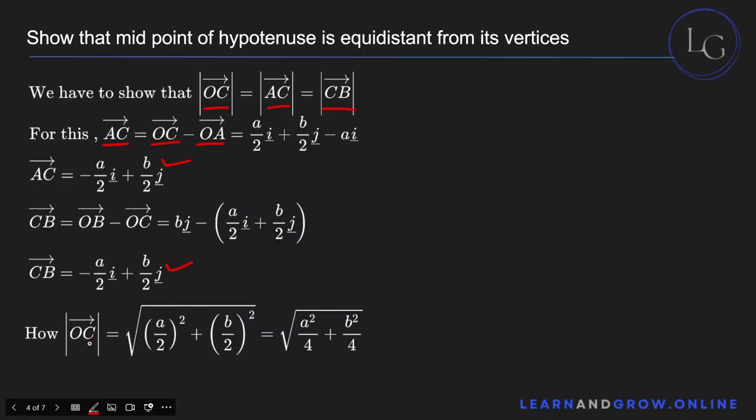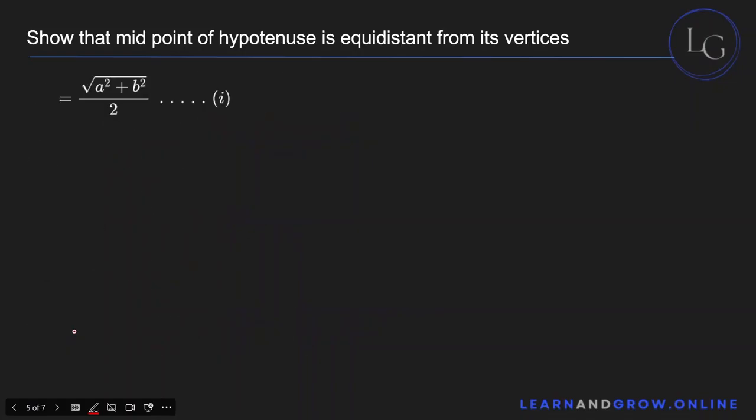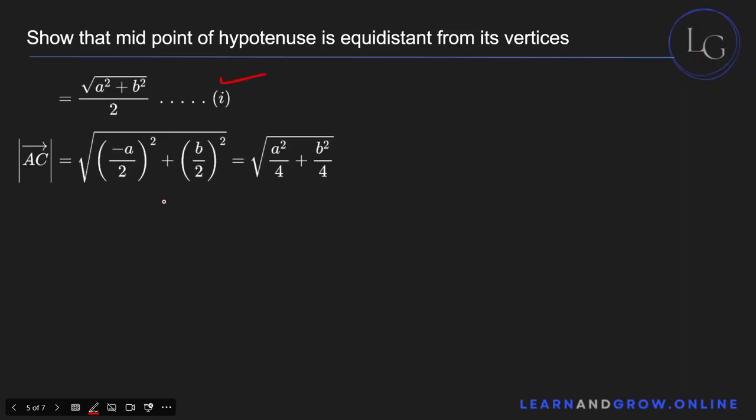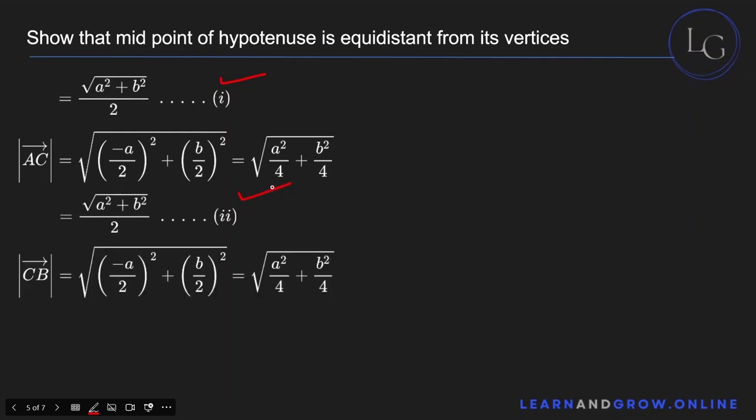And the magnitude of OC is equal to (a by 2 whole square plus b by 2 whole square) whole under root. And that turns out to be (a square over 4 plus b square over 4) whole under root, right? So we found the magnitude of OC, which is simplified. Turns out to be this. Now, AC is (negative a by 2 whole square plus b by 2 whole square) whole under root. And that turns out to be exactly the same as the magnitude of OC. So we got that covered as well. Now we need to find CB, and again that turns out to be exactly equal to AC and OC, the magnitude of OC and AC, right?